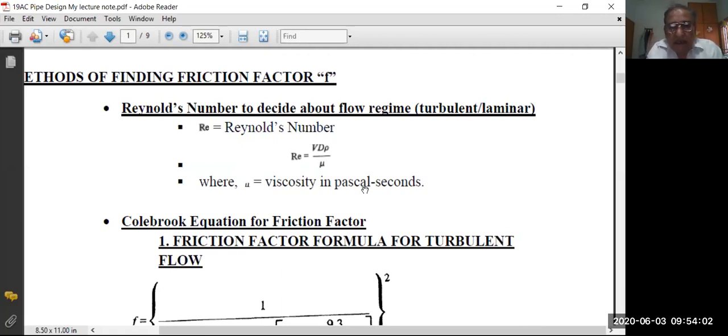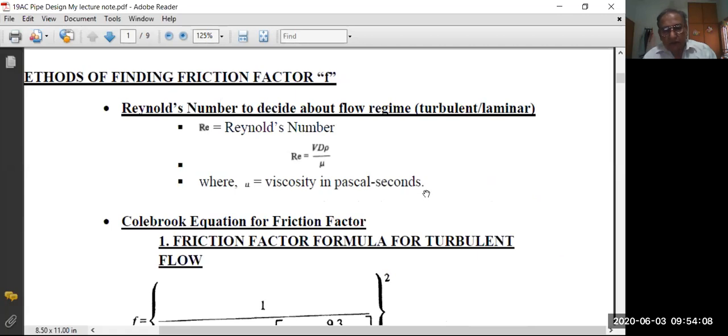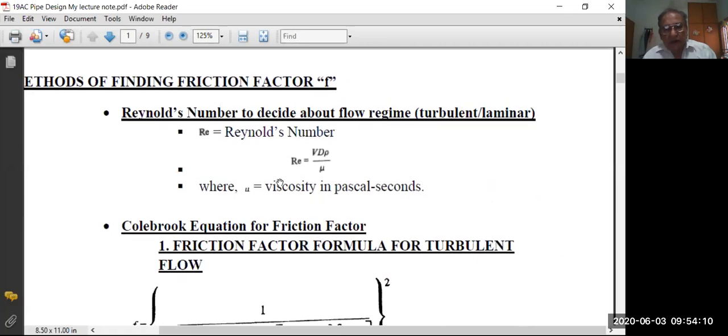Here R is the Reynolds number in this formula. Let me enlarge it for you. Oh, it's too much. So this is the formula. Reynolds number Re is equal to V D rho divided by mu, where V is the velocity in meter per second of the liquid water, and D is the diameter of the pipe, the inner diameter of the pipe. Rho is the density of the water. It depends on temperature of the water. Mu is the dynamic viscosity of the water, in pascal-seconds. It also depends on temperature.